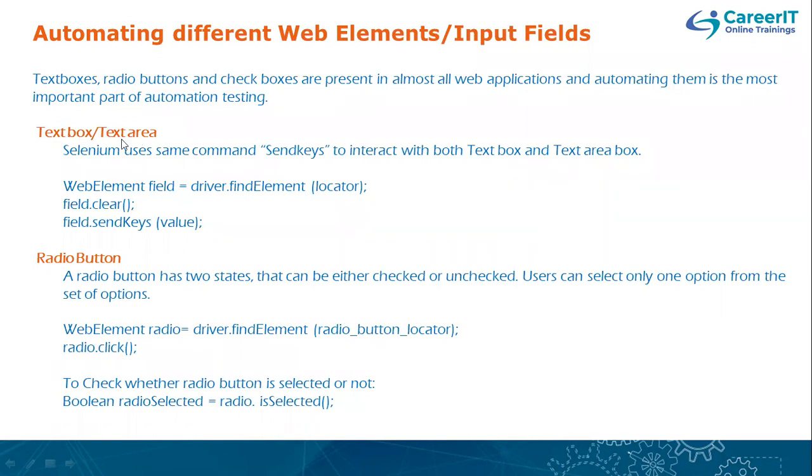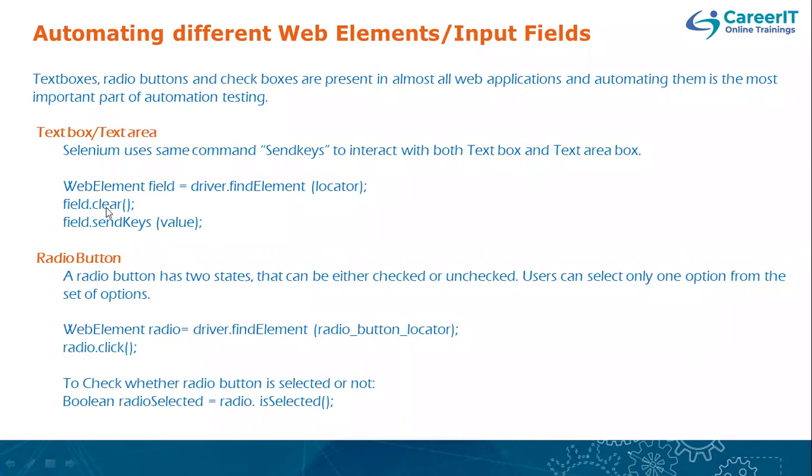So for any text area or text box, there is one method called sendKeys. This sendKeys method comes from the WebElement interface, guys. First, I need to locate that particular text area or text box by using a locator, and then it will return one WebElement. This WebElement has two different methods: one is clear, one is sendKeys.